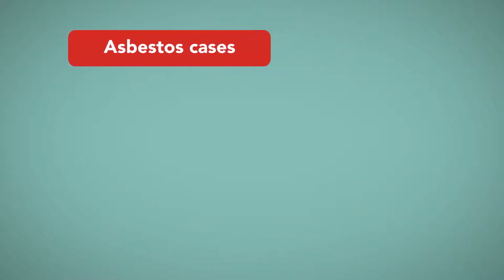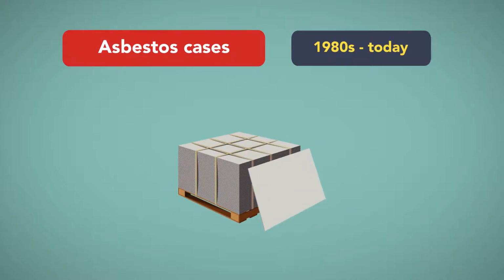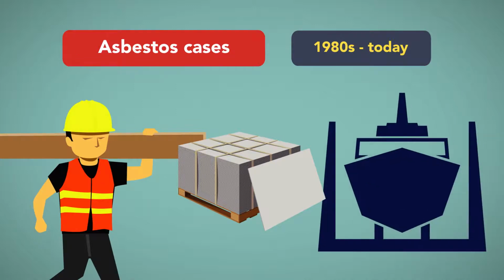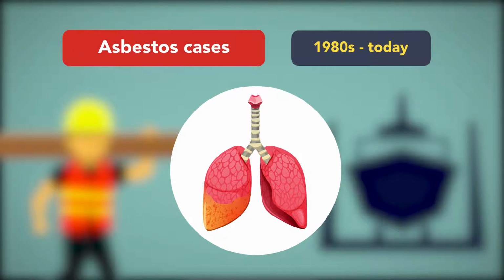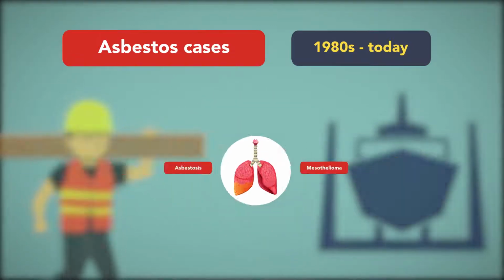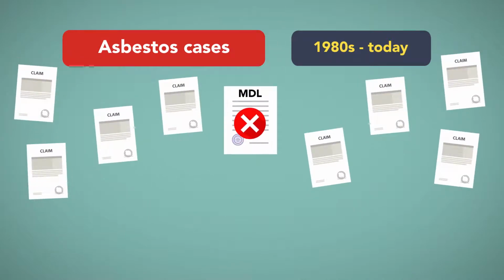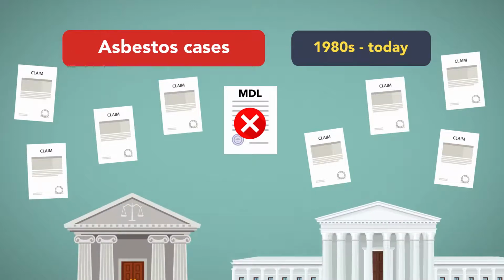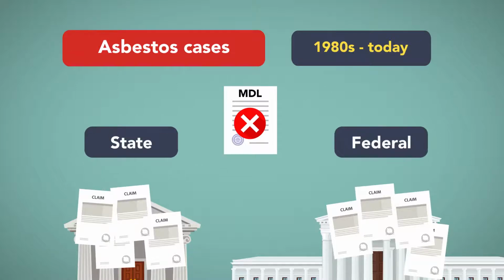In these cases, first filed in the 1980s but which continue to be filed today, the claimants had worked with asbestos-containing materials in fields such as construction and shipbuilding. These claimants had contracted or feared they might contract diseases like asbestosis and mesothelioma. The huge numbers of asbestos disease cases filed in the 1980s were not aggregated using MDL procedures or any other formal consolidation process, and were clogging up courts all over the country, both state and federal.